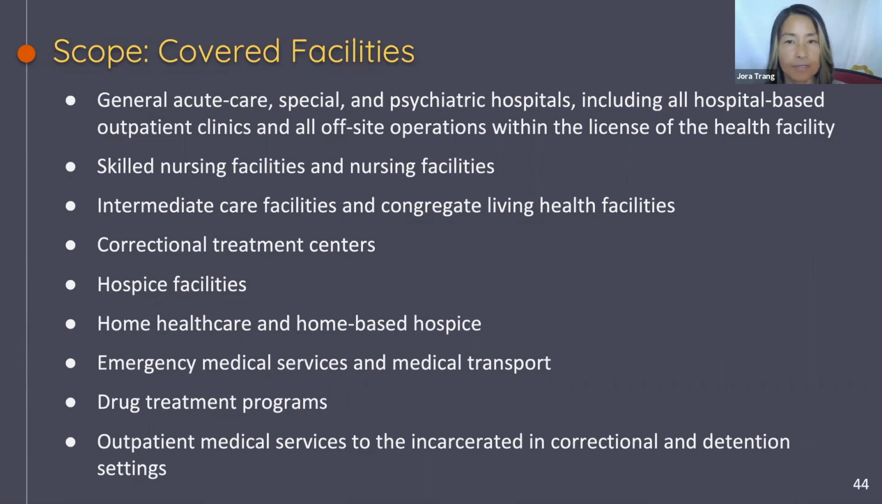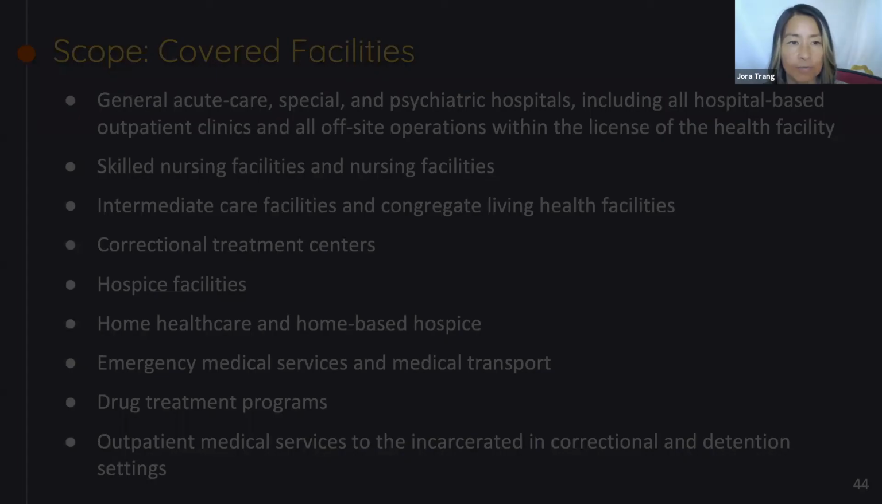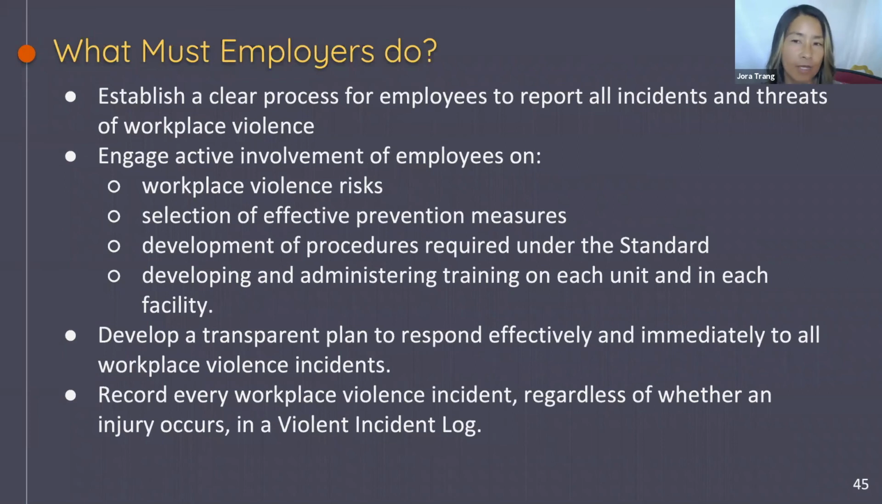Next slide, please. So what are employers supposed to do? You might see a general trend in how these standards are laid out. Employers have to establish a clear process for employees to report all incidents and threats of workplace violence. That means there has to be some kind of procedure if an employee wants to report. Who should they report to? How are they going to do it? What kind of form do they use, if there's a form?